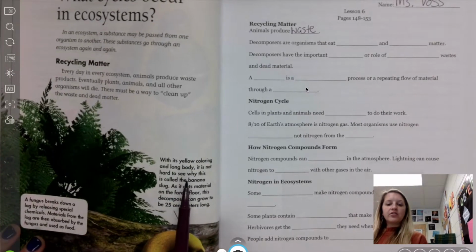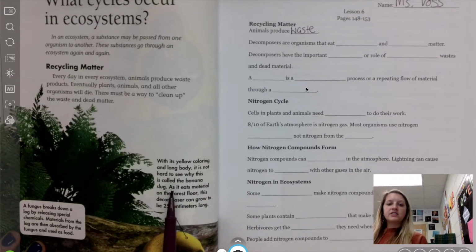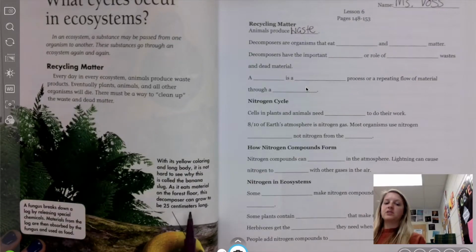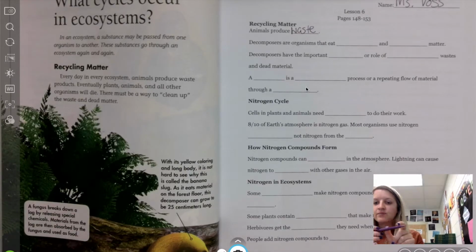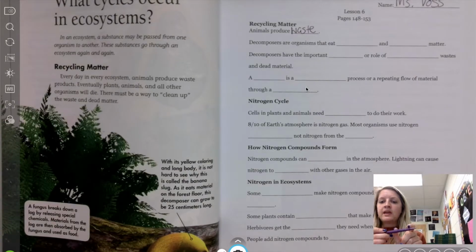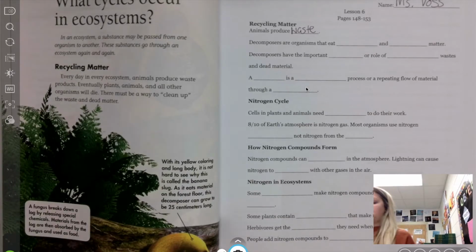With its yellow coloring and long body, it is not hard to see why this is called the banana slug. As it eats material on the forest floor, this decomposer can grow to be 25 centimeters long. And that's still pretty short. It's only about this big of an animal, but it can grow pretty big for a slug.